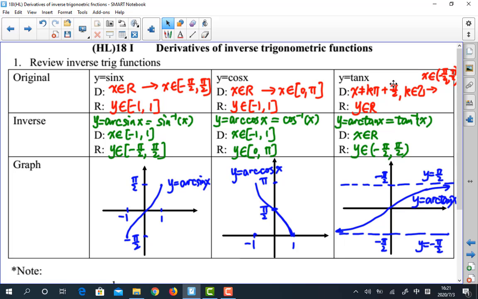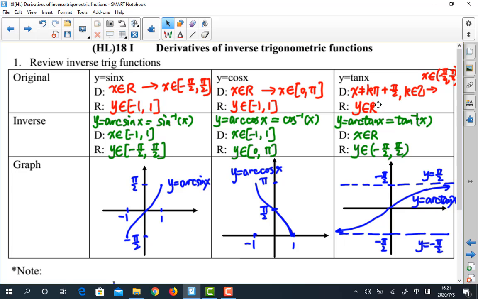For y equals tangent x, since it's sine over cosine, cosine x cannot be 0. Therefore, we do have restrictions in the domain. So x cannot be k pi plus pi over 2, where k is an integer. When x equals k pi plus pi over 2, those vertical lines are the vertical asymptotes for the tangent function. So in order to define its inverse tangent function, we restrict the domain to negative pi over 2, pi over 2, open interval.